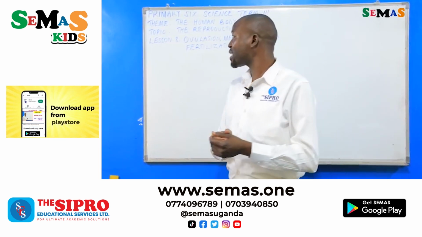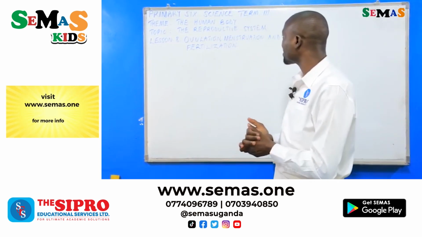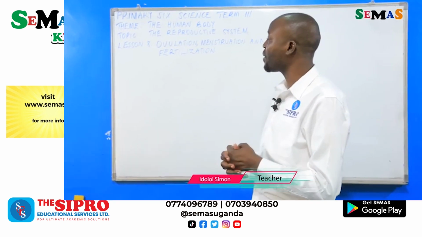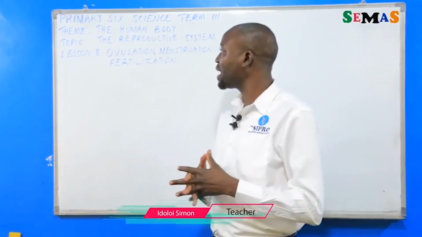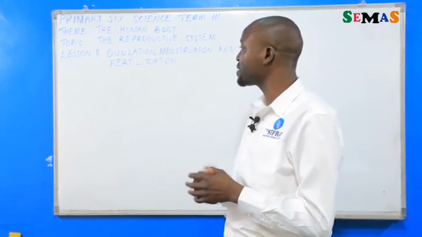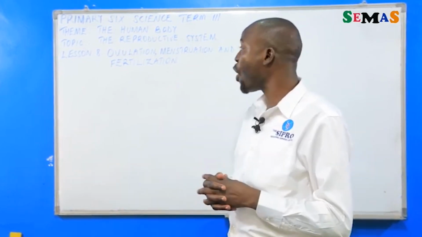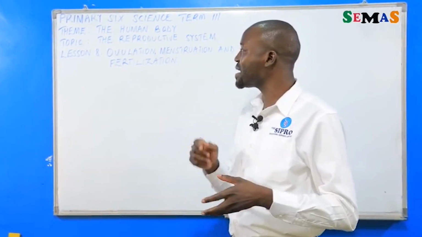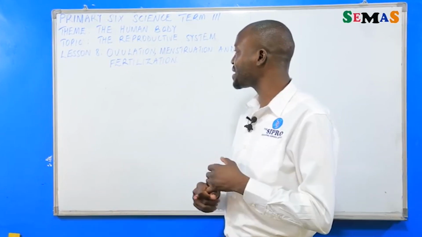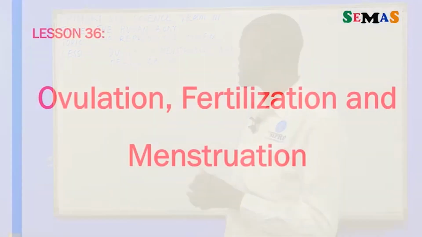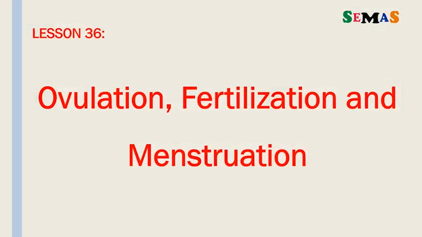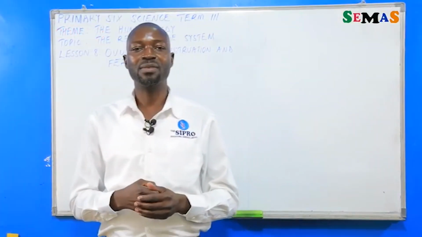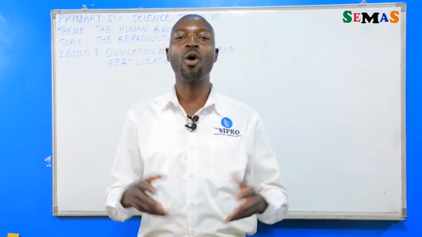And we are still in primary 6 science term 3. Our theme is the human body and the topic is the reproductive system as it's on the board. We are in lesson 8 where we are discussing ovulation, menstruation and fertilization. We want to understand those terms and how they occur.